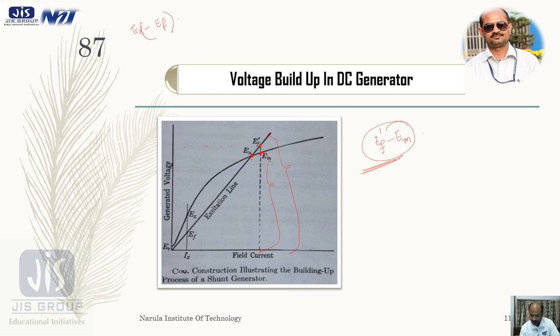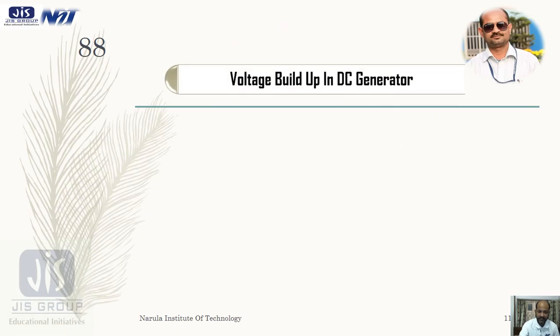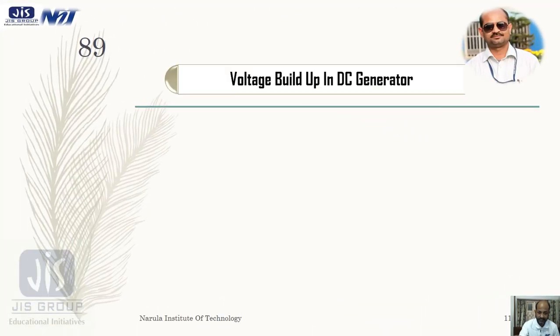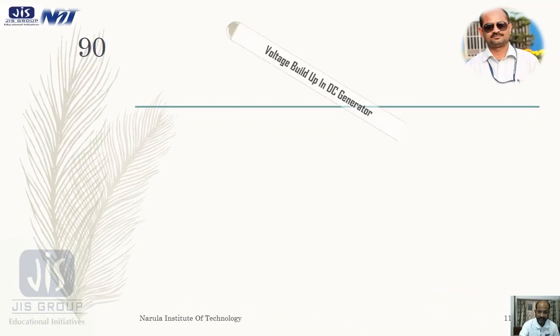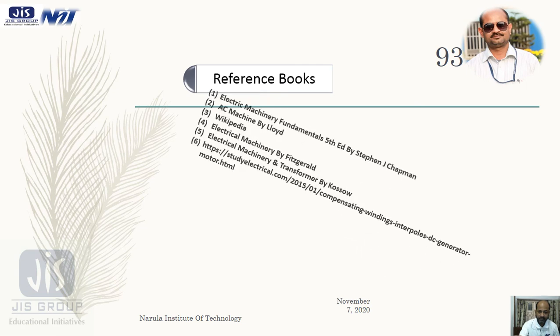So this is the concept of voltage generation of a DC generator. We will end today's lecture here. In the next class we will discuss the critical resistance and the critical speed related to this voltage build-up process.